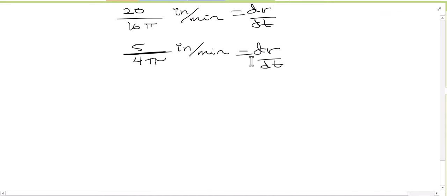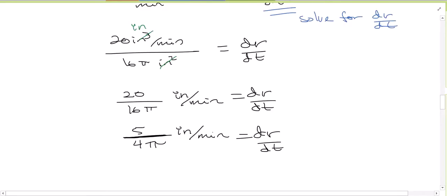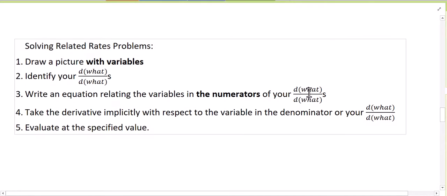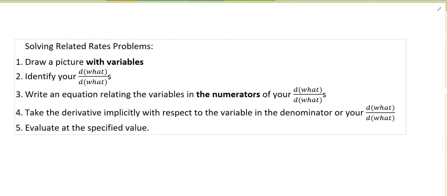So everything that I just said, I kind of put it together in a little table to help you solve related rates problems. So let me put that in here real quick. So here are the steps that I would follow for solving related rates problems. First, draw a picture with variables.